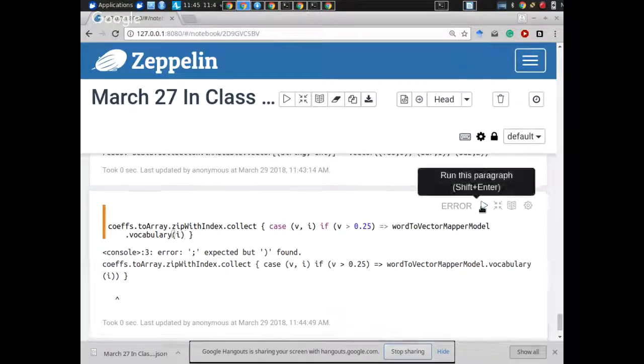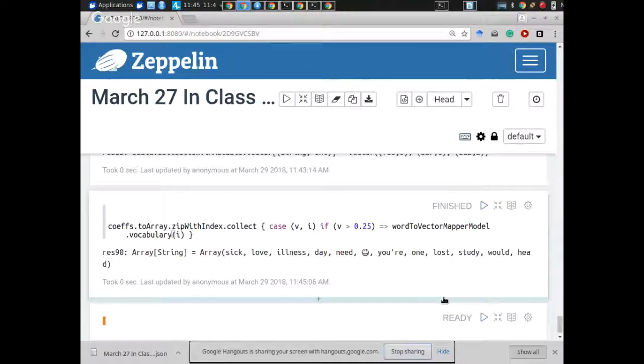Yeah. There we are. Okay. Sick, love, illness, need. You young people, what is that? That looks like an emoticon of someone who's sick, doesn't it? Did they have like a mask over their face? Doesn't it? Okay, now I don't know about these others. You're one lost study. Okay, don't get any ideas. Studying doesn't make you sick. Okay.